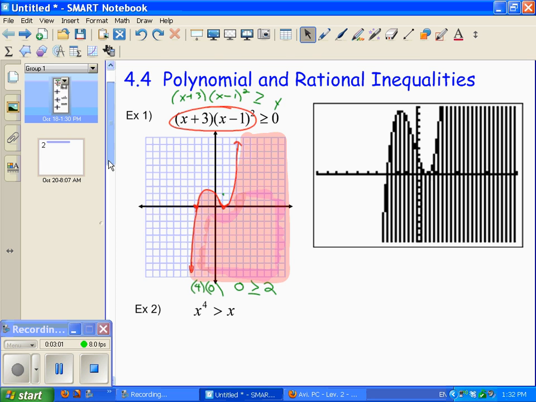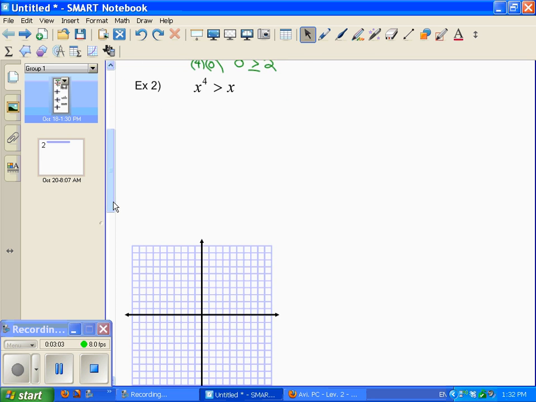Okay, what do I do with something like this then? It's going to be a dotted line. I don't want to just start plugging points in. That's a lot of work. Subtract x from both sides. Get everything onto one side. Sounds good. So x to the 4th minus x is greater than 0.